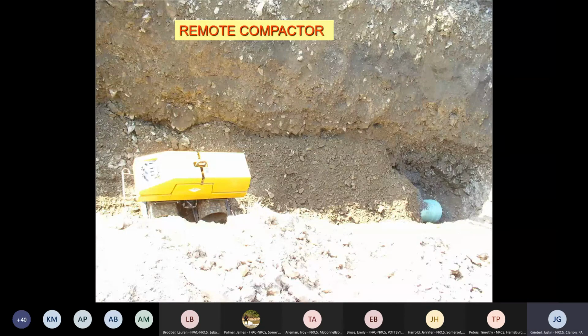And here we're seeing a remote control sheep's foot roller. Jen had one of these in her pictures, but this is what we like to use when we're in deep excavations. You don't want to have a person down in that deep trench vibrating the ground, possibly loosening up the material above to come down and cause an injury.